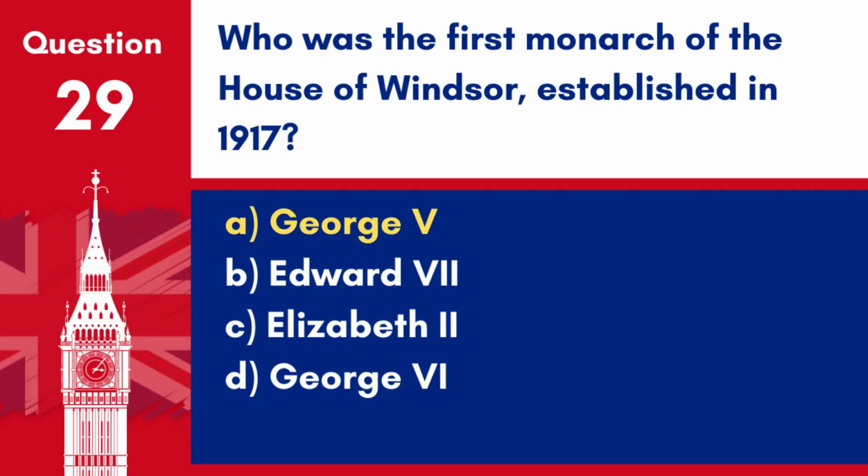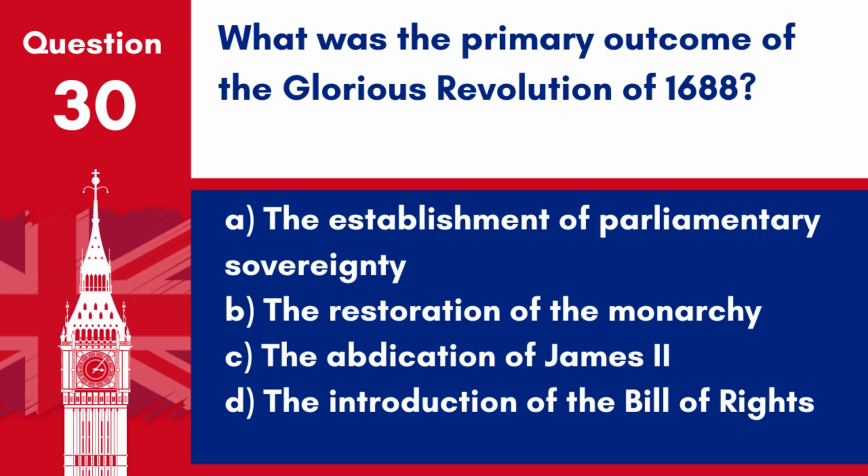Answer: A. George V. George V was the first monarch of the House of Windsor, which was established in 1917 when the royal family changed its name from the House of Saxe-Coburg and Gotha due to anti-German sentiment during World War I. Question 30. What was the primary outcome of the Glorious Revolution of 1688?